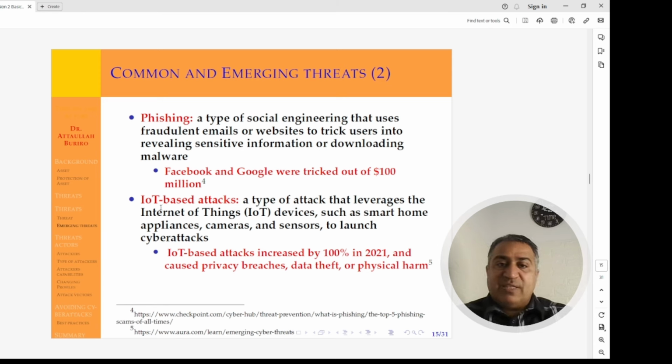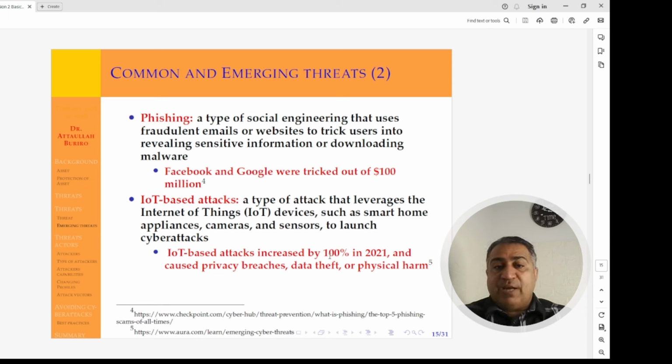Then we have IoT-based attacks. This is also an emerging attack, I would say, that leverages Internet of Things devices, since we are living in the age of IoT. So we have appliances everywhere, especially in the smart home environment where we have cameras and sensors. So these attackers could exploit those cameras, even by exploiting some weaknesses in the network hub, for example, or network router or modem. And they could enter into your bedroom from your camera. And sensors as well, to launch cyber attacks.